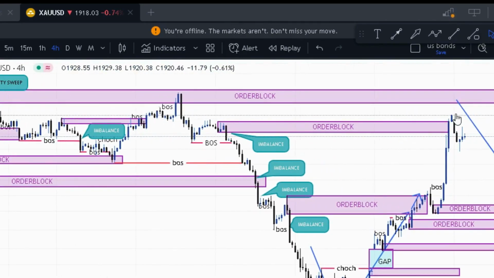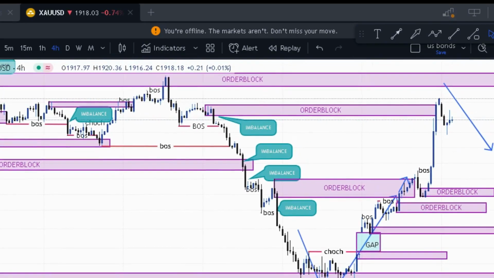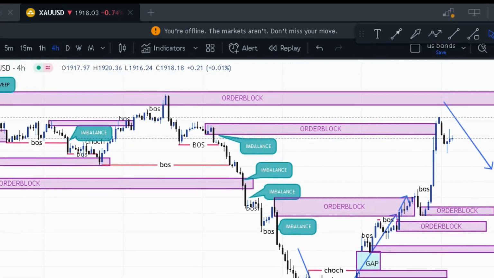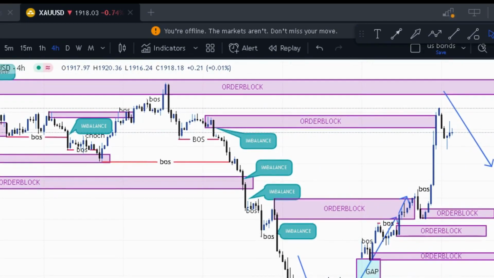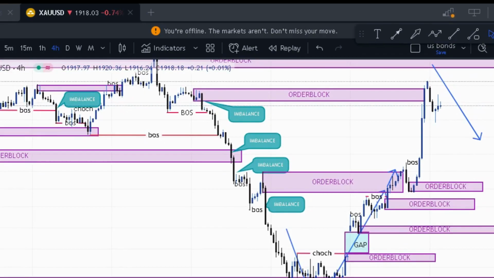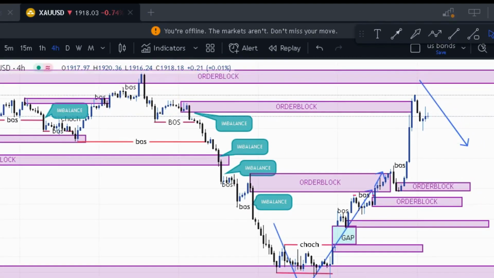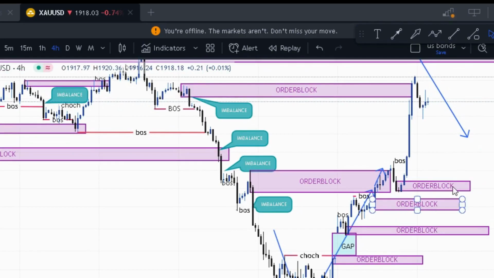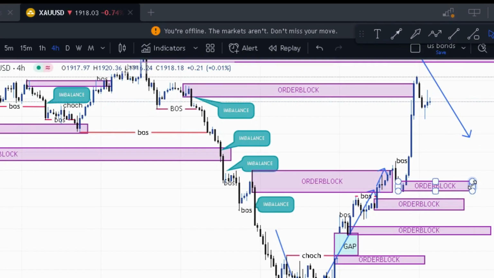So there means there are a lot of sellers on this zone, and a lot of stop losses and orders placed above here. So for the smart money, the big boys, I believe most probably they are going to sweep some stop losses of retail traders on this zone here. So gold most probably, as we talk today, since this is a live chart, will retest this order block here.